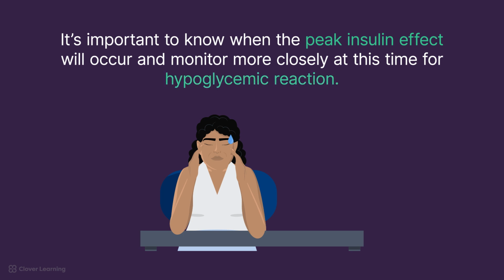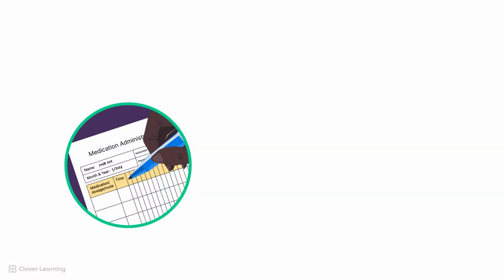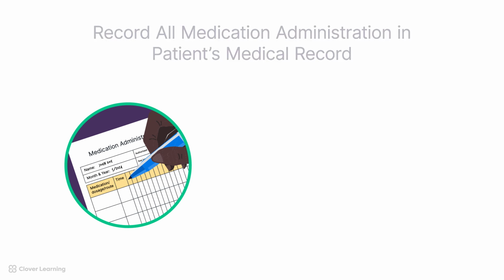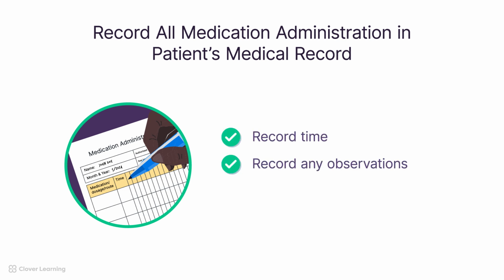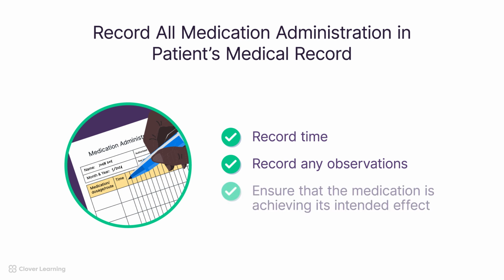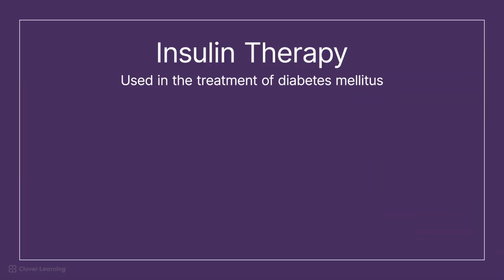time for hypoglycemic reaction. Remember, after completing any medication administration, regardless of route, be sure to record it in the patient's medical record, including the time and any observations. You should observe the patient for any immediate adverse reactions or side effects and ensure that the medication is achieving its intended effect. In summary, insulin therapy is used in the treatment of diabetes mellitus.